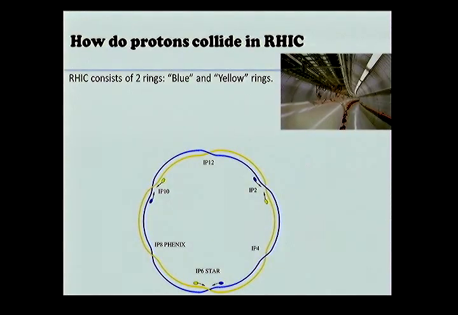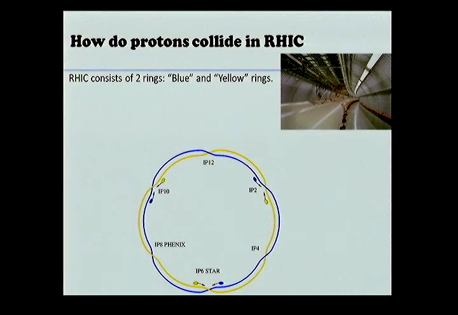Next, I will explain how proton particles collide in the ring, in the RHIC. RHIC consists of 2 rings. We name them the blue ring and the yellow ring. This picture is taken in the RHIC tunnel. Here you can see 2 rings lie side by side. Those 2 rings intersect each other at 6 symmetry positions around the circumference.